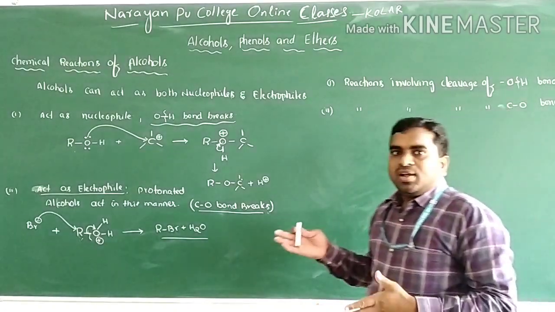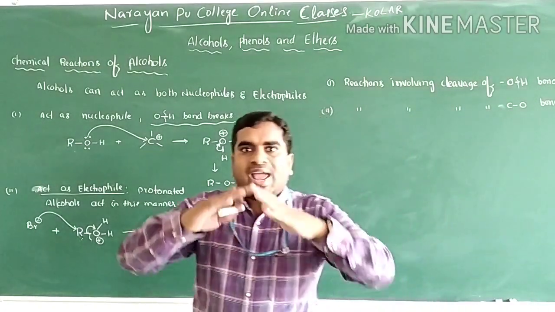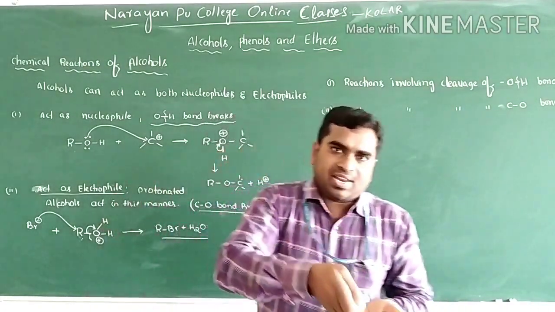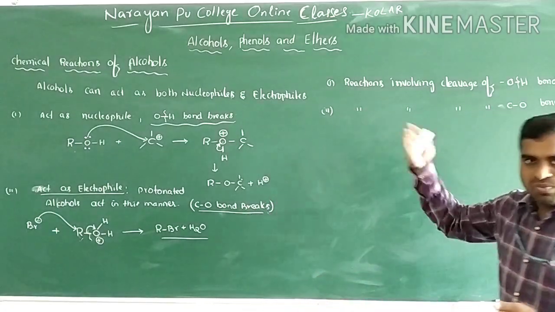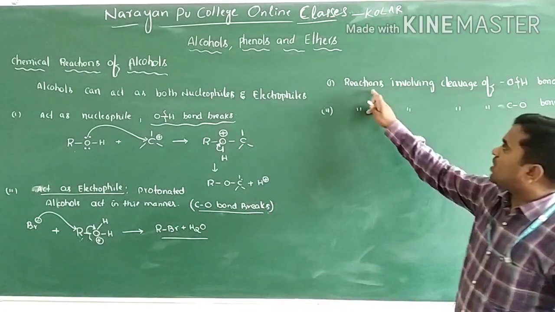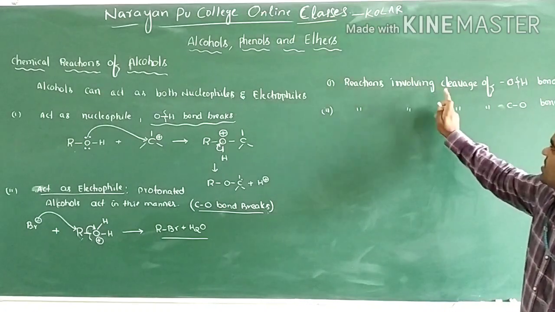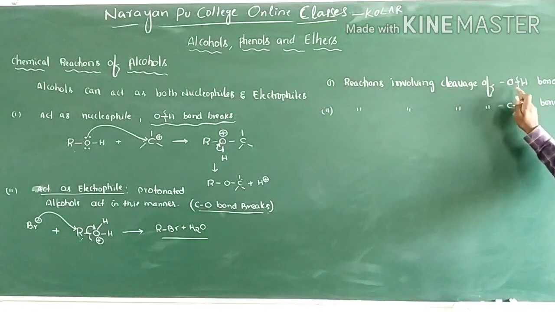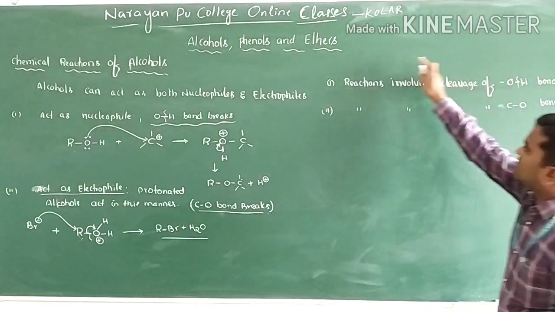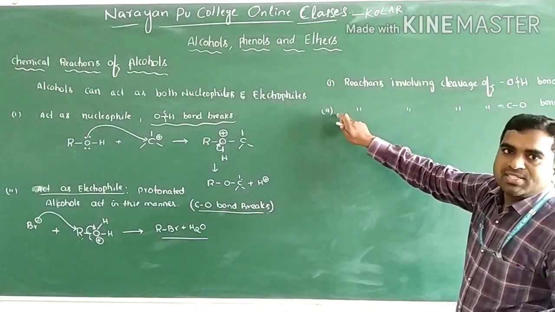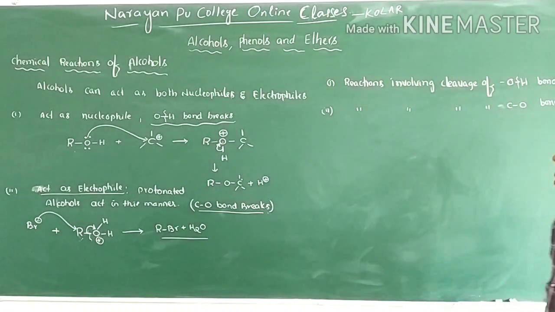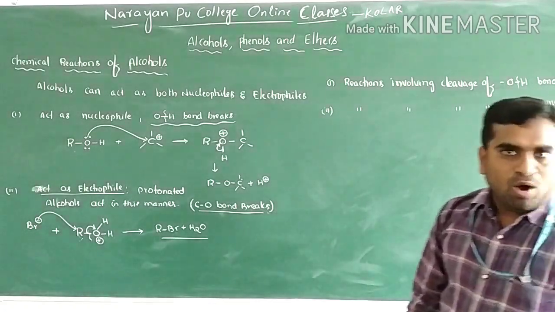And the next category is where the alcohol as a whole is involved in the reaction. That is another category, so we will discuss that one later. First we will discuss reactions involving cleavage of the OH bond. After finishing this, we will go for the second type, that is reactions involving the cleavage of the CO bond.